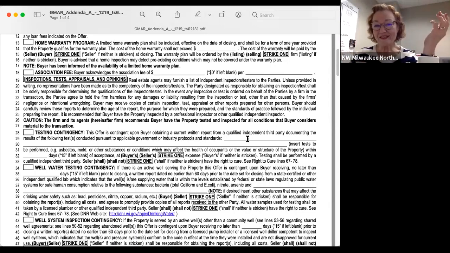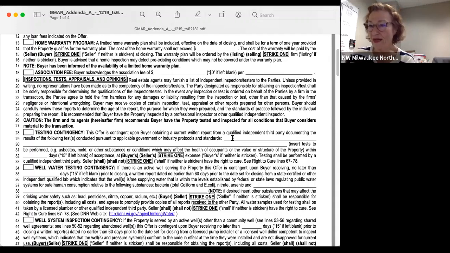Please, please, please don't just write in this line any tests recommended by the inspector. If you do put that, don't have that be the sole verbiage on this line. You are to literally list the test. And so most agents say, well, how do I know what tests are to be tested if we haven't had the inspection yet, if we don't know what's wrong?